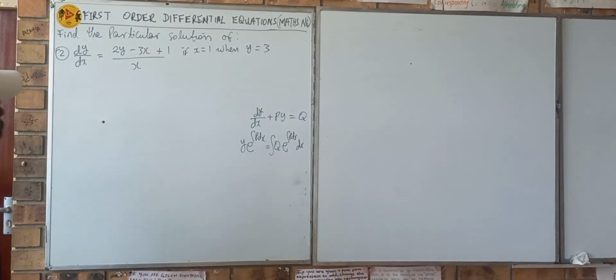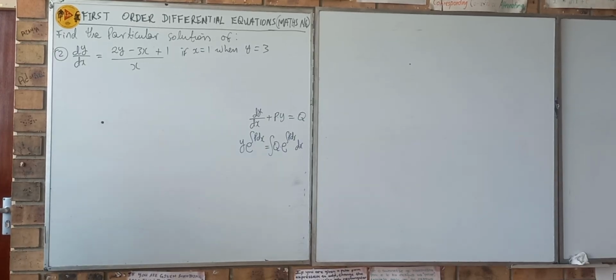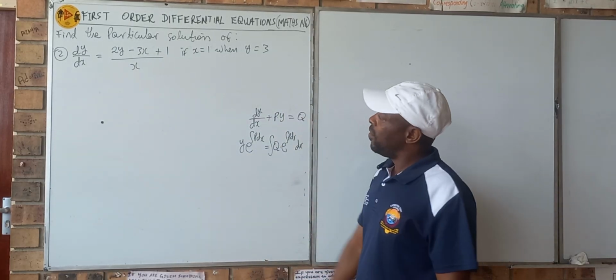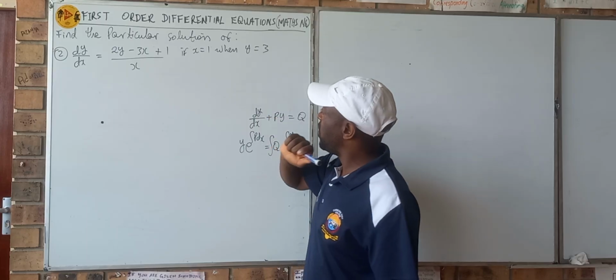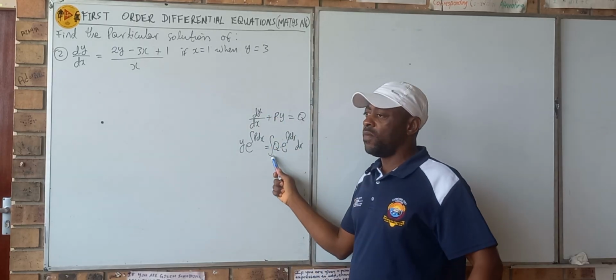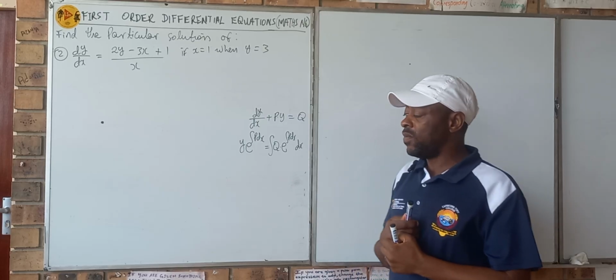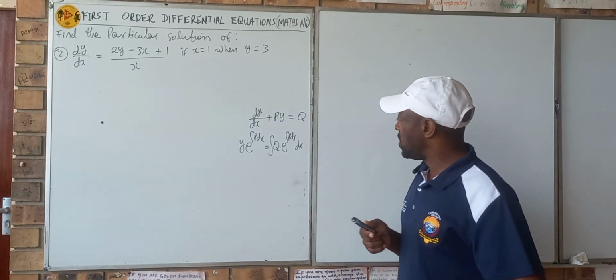We are continuing with first order differential equations for mathematics. As I explained in the previous video, for first order differential equations, these are the two key formulas that the mathematics students should know how to use. They are on page number 7 of the formula sheet for mathematics.